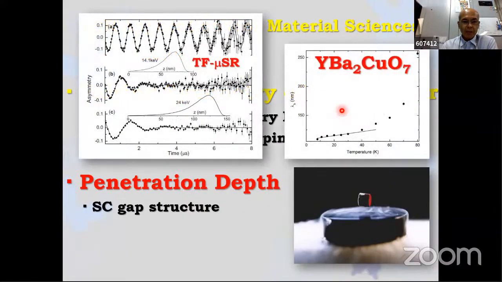And also penetration depth. This is one example of measuring the penetration depth by MuSR from the surface to the inside of the sample of the high-Tc superconducting cuprate. This is also very interesting because the penetration depth can be directly measured by using MuSR, but it's not so easy for other techniques to measure this kind of penetration depth directly. So this is a very strong advantage of MuSR to study the superconducting state.